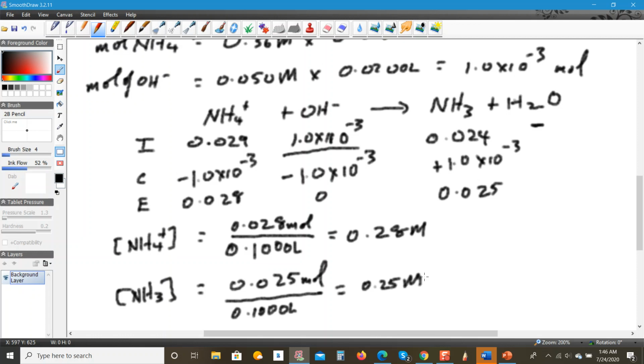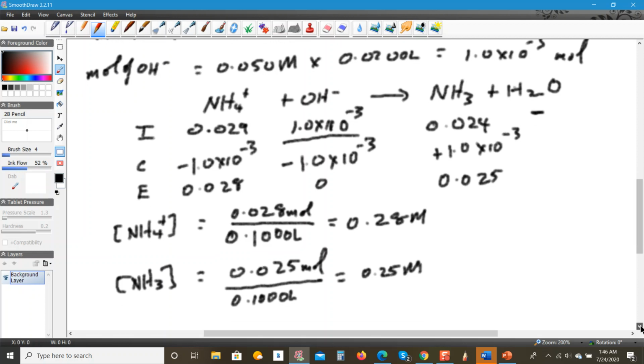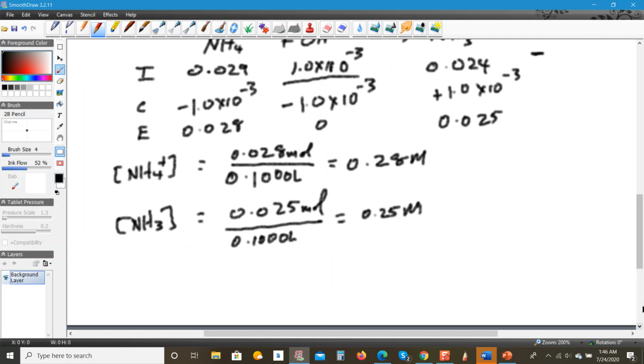Let me scroll down here. I should be able to fit this here. So pH would be equal to the pKa, which is 9.25. We got that from before, plus log of the base, which is the 0.25 M, divided by 0.28 M, which is the concentration of the acid. And when I did that computation, I got 9.20. All right, so this is the pH of the solution after adding the base.